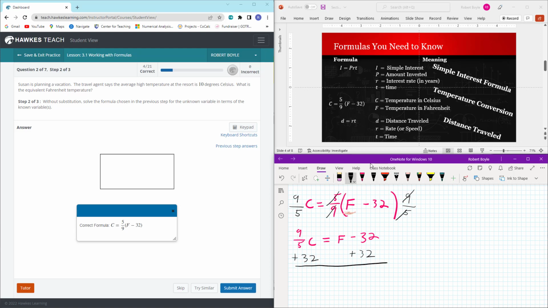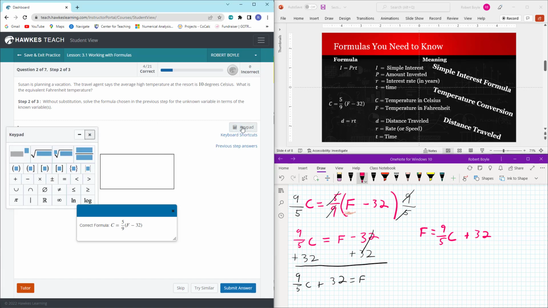And then when we do the addition, these will cancel. I will have 9 over 5c plus 32 is equal to f. You probably want to flip that around, and that would flip around to f is equal to 9 over 5c plus 32. So all we need to do now is put that into our equation here.